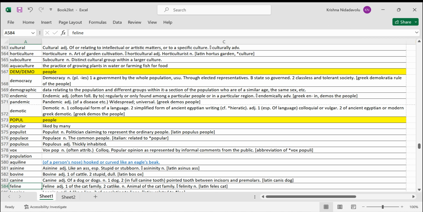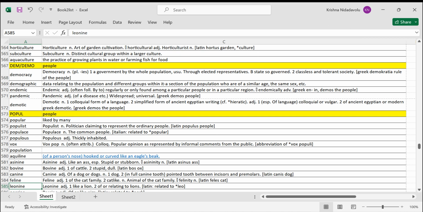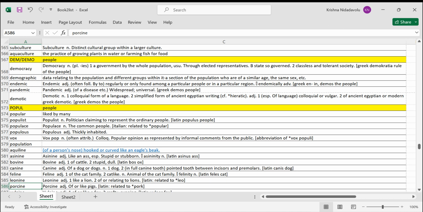That's so. Leonine. Leonine is related to lion. Lion is leon. Porcine. Porcine is relating to pigs. Pigs are swine or pig-like. If you say someone's shape is porcine, that means he looks like a pig.